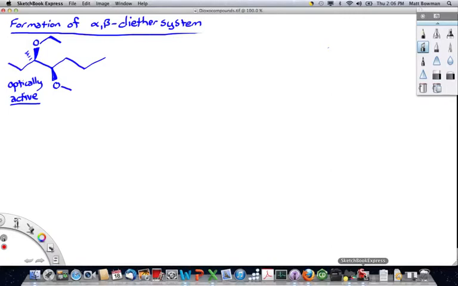A very common motif in organic chemistry is a diether system. Basically, something you're going to have to learn how to synthesize, in particular, are alpha-beta diethers. Now, when you see this pattern of oxygen, carbon, carbon, oxygen, oxygen, carbon, carbon, oxygen, you should immediately think of epoxide, because the structures of this motif generally come from epoxides.